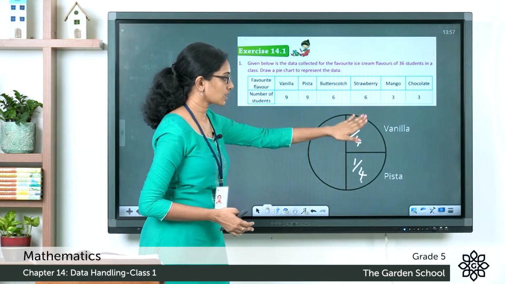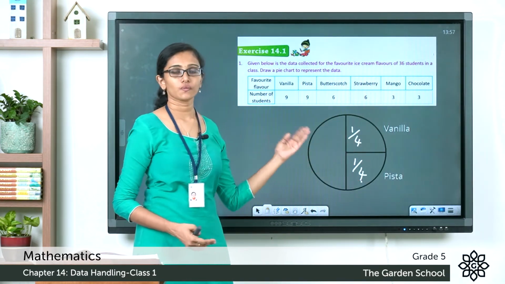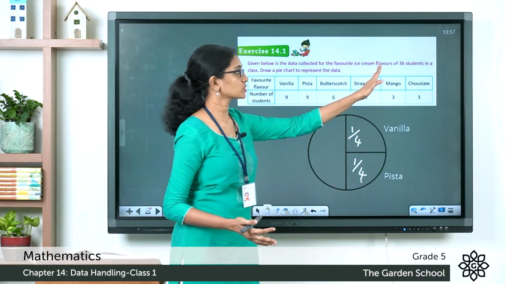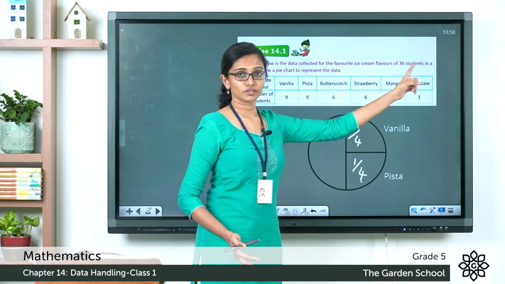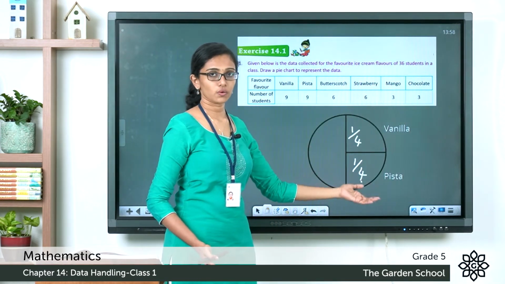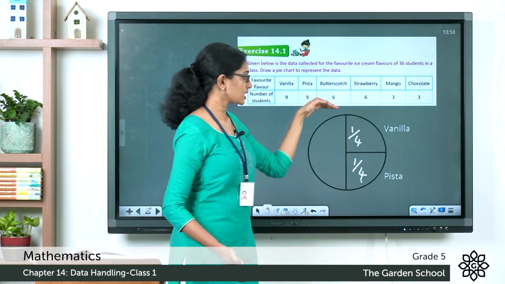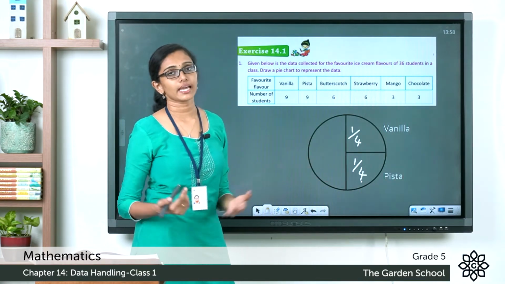So now that we have covered 2 1/4s, which means 1/2 of the circle, it means we have covered the case of half of the students. That is, we have considered the case of 18 students in the class. So these 2 1/4s represent 18 students, which is half of 36. Now the other half of this circle represents the remaining 18 students.